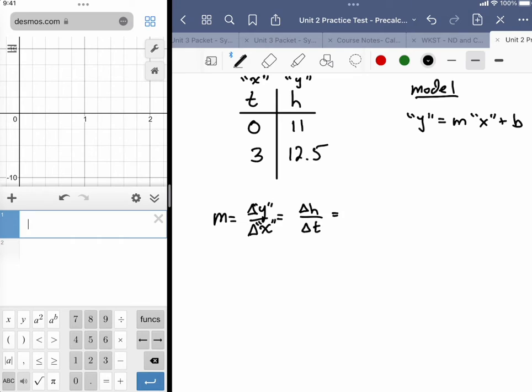So what I would do is subtract. And you can subtract in whatever order you want as long as you're consistent. I'll do 11 minus 12.5, and then, in the same order of subtraction, 0 minus 3. So we're looking at negative 1.5 over negative 3, which simplifies down to 1/2 or 0.5. A lot cleaner than the numbers you're getting, but when I make up an example, that's the price we pay. Now for the y-intercept, the b value.